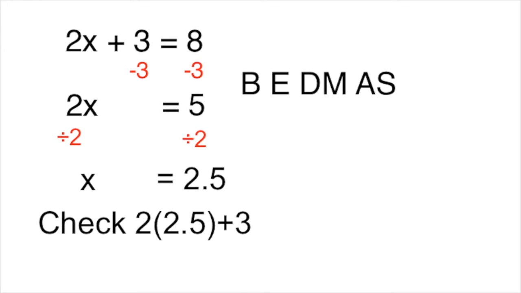So 2 times 2.5 plus 3. First we multiply. 2 times 2.5 is 5. 5 plus 3 is 8. That's the answer that I'm supposed to get. So that means I did everything correctly. So let's look at another example.